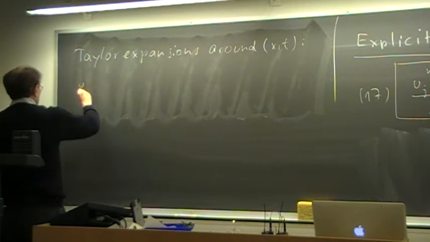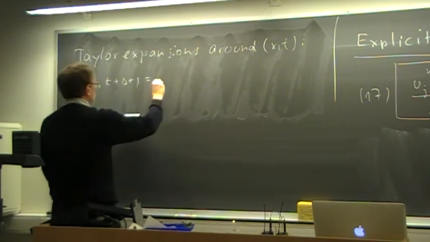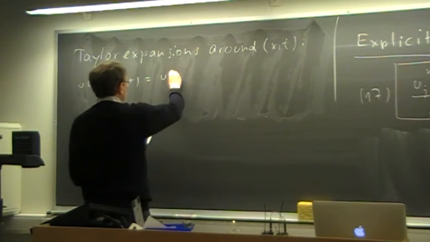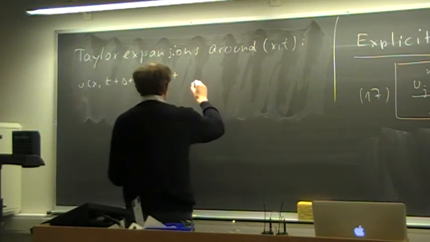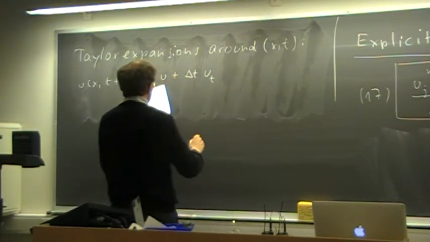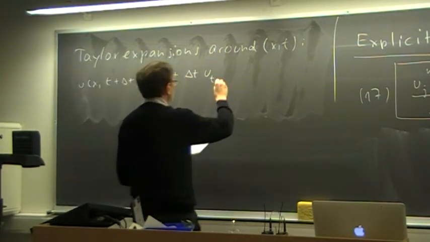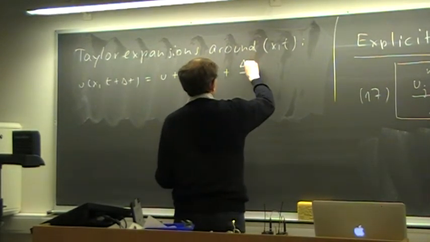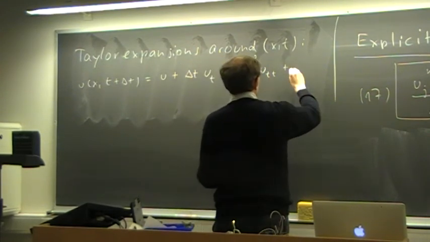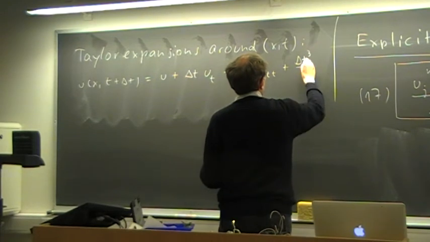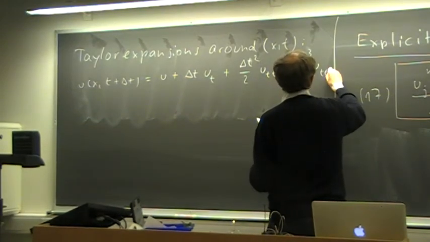So what we have is u of x,t plus delta t. That is the usual Taylor expansion. It's the same as we did before for the exact solution. Now this is a smooth function, we assume that, so we can do the same Taylor expansion. So it's u of x,t, which we skip, plus delta t times the first time derivative at x,t, plus delta t squared over 2 times u tt, and we take also the third order term, that is delta t to the power 3 divided by 6, and the third time derivative.